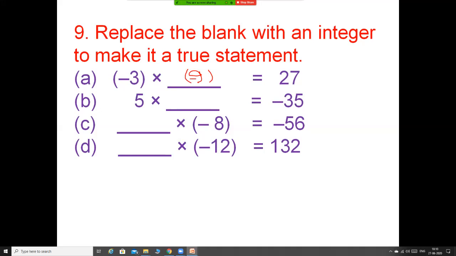Next part, 5 is multiplied with some integer, and the answer is minus 35. I think the answer here should be minus 7. Only then the answer will be minus 35. Minus 8 into something equals minus 56. I think this should be plus 7. 7 into minus 8 equals minus 56. Here 132 should be the answer with 12. Yes, I think this should be minus 11.